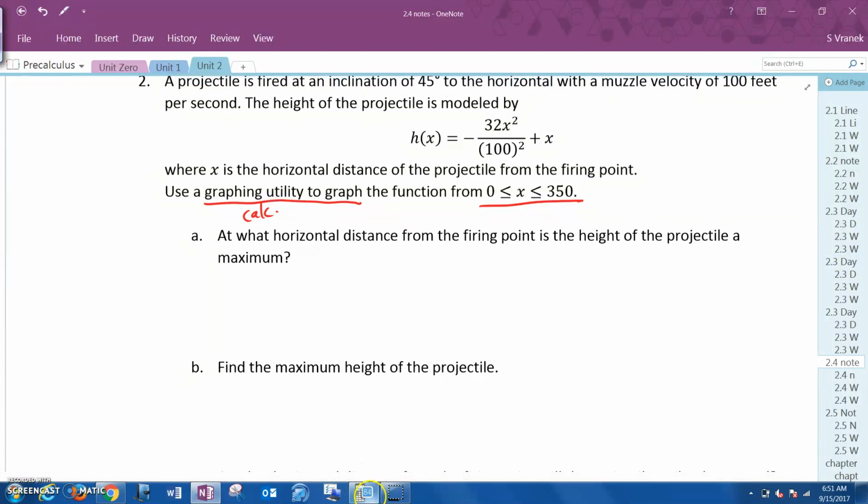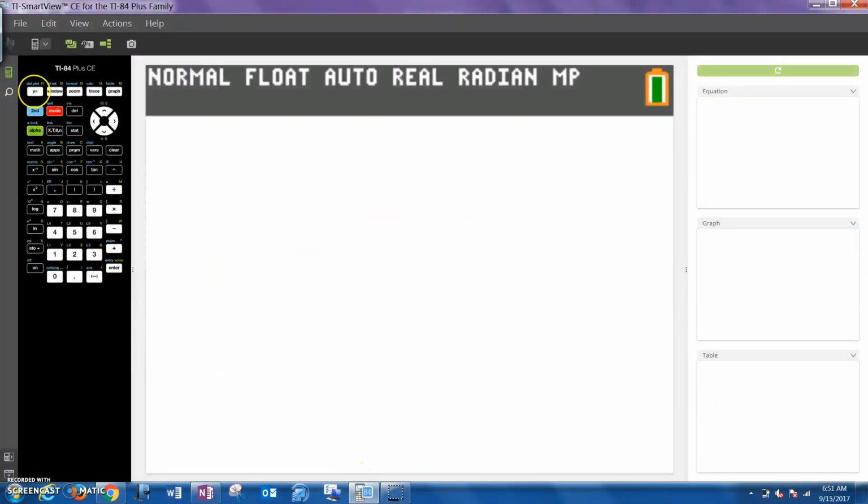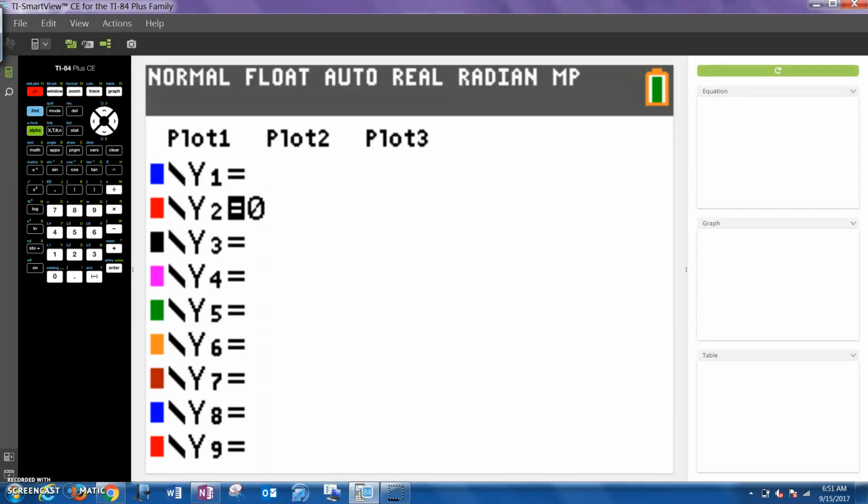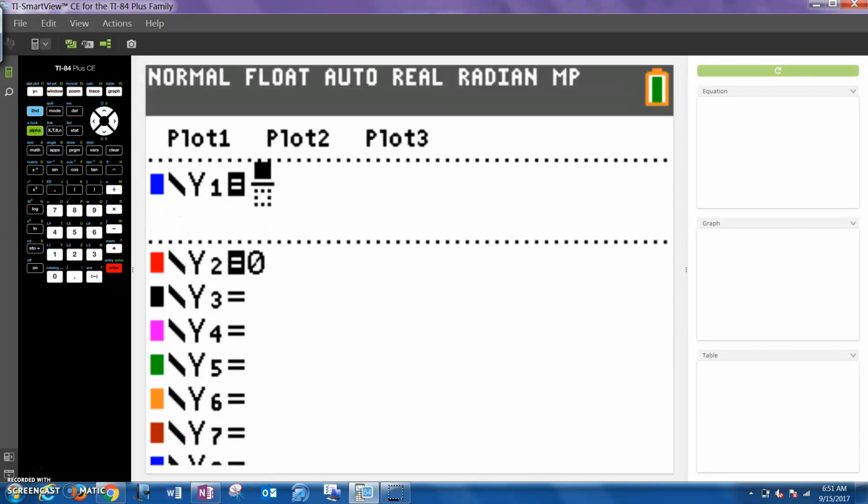So what you want to do is go to your calculator and go to your y1. So I'll do this on my screen right here. And then you're going to type in the equation. So you can do alpha y equal and hit enter to get your fraction. Negative 32 x squared divided by 100 squared, I believe it is. Yeah. And then plus x.